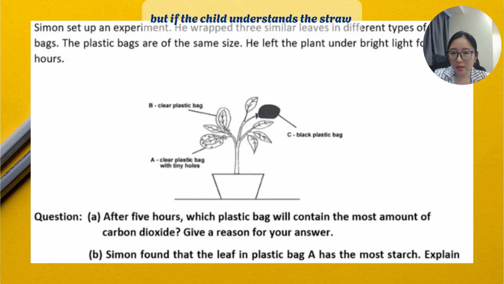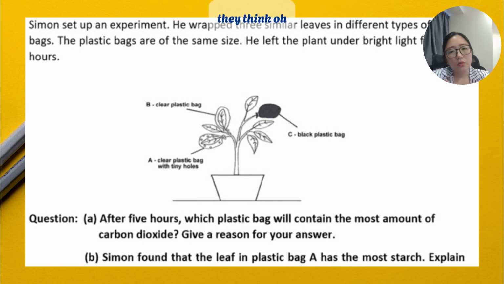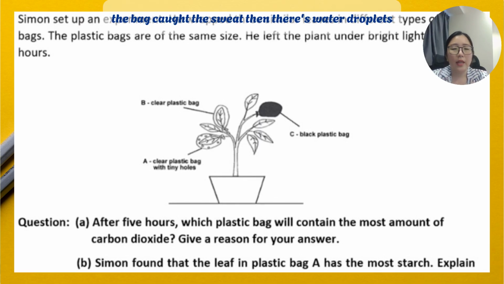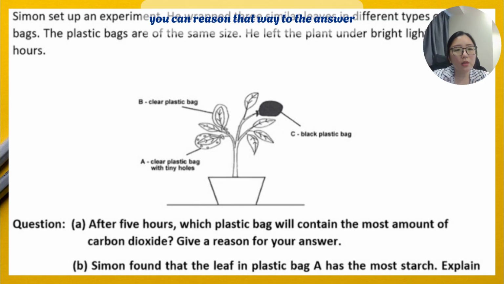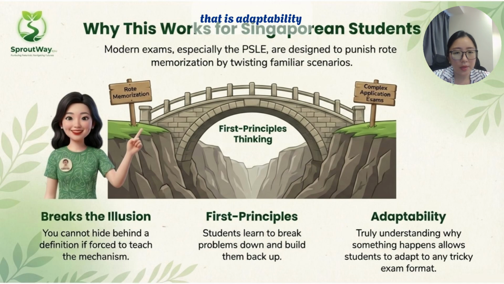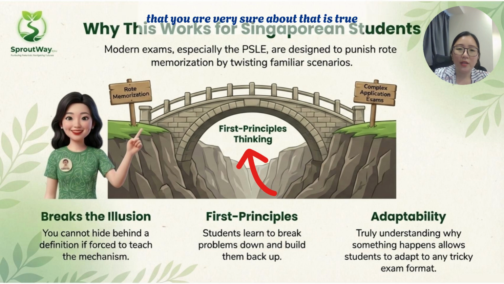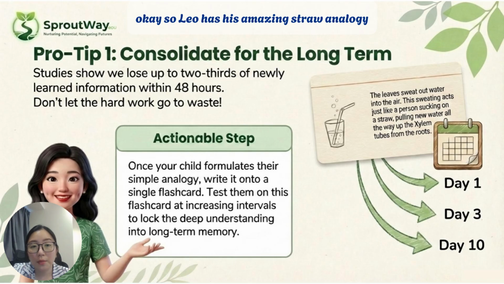But if the child understands the straw, they think, oh, the plant is sucking water up like drinking from a straw, the bag caught the sweat, then there are water droplets. They can reason their way to the answer. That is adaptability. This is how you get the AL1 or AL2, even when the question looks unfamiliar. So pause here. This is where first principle thinking kicks in. The first lesson I learned as a strategy consultant is about first principle thinking, which means breaking a problem down to the most basic facts that you are very sure are true.